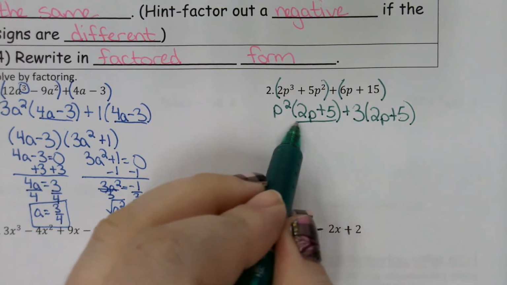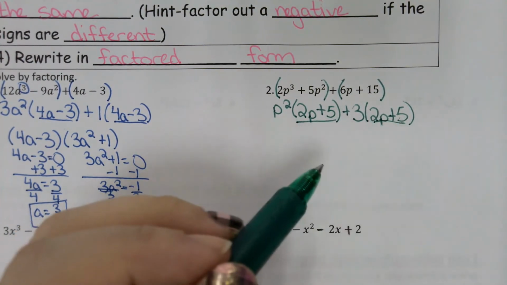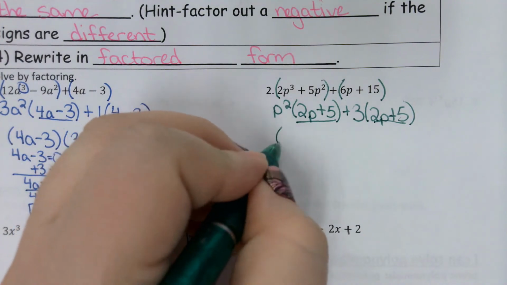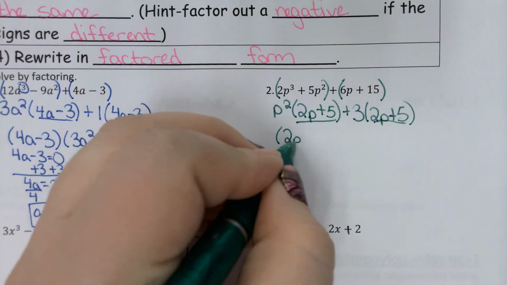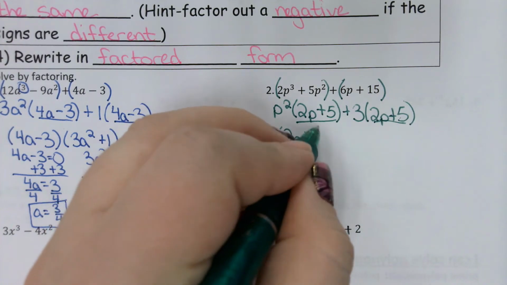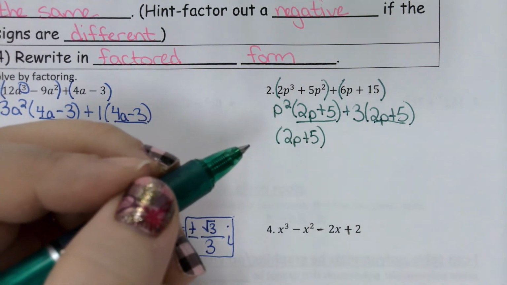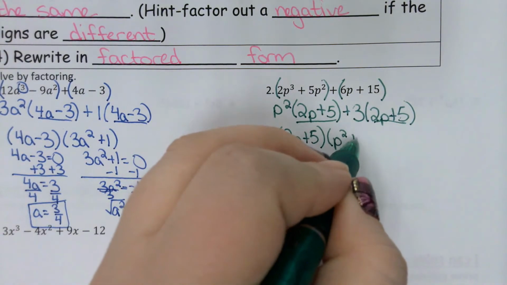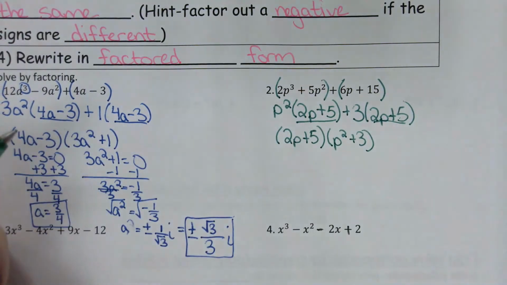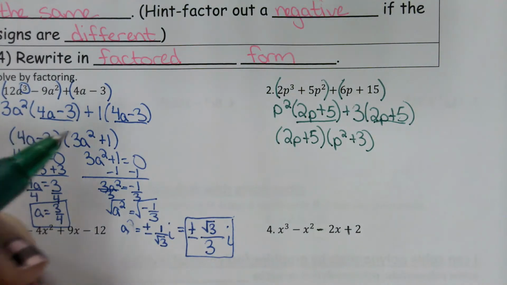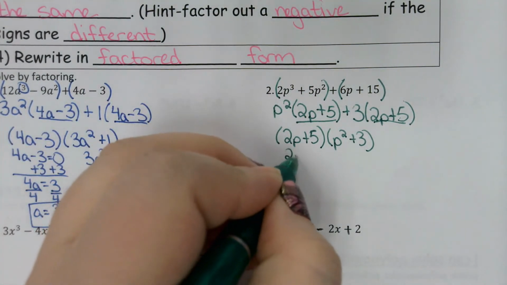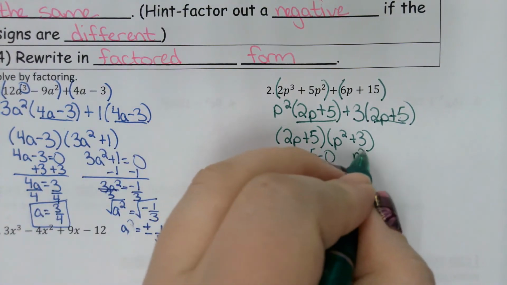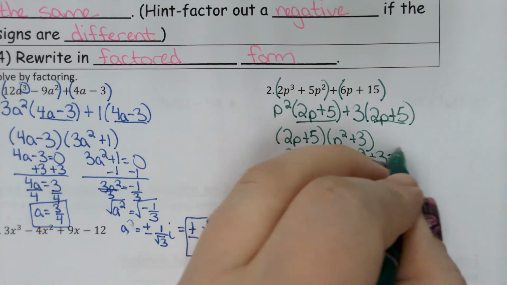What's in the parentheses matches, so I know I've done something right, and that will also make up my first factor, 2p plus 5. And what's left over outside of the parentheses is my other factor, p squared plus 3. We'll need to set each of those equal to 0. 2p plus 5 equals 0, and p squared plus 3 equals 0.